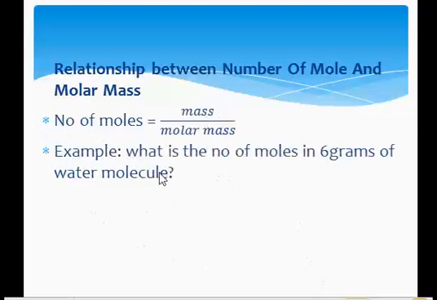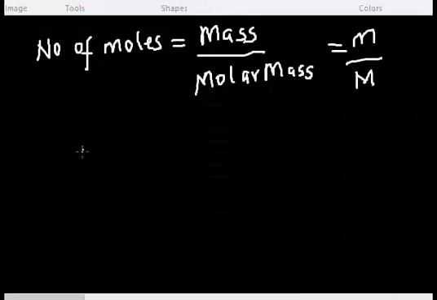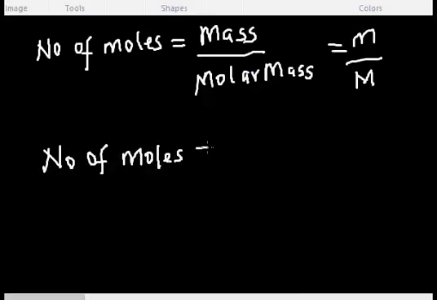So number of moles is mass all over molar mass. Now, for example, let's look at a question. What is the number of moles in 6 grams of water molecules? So number of moles for 6 grams of water molecule, so the mass is 6, then divided by the molar mass of water molecule. We've already calculated that before.